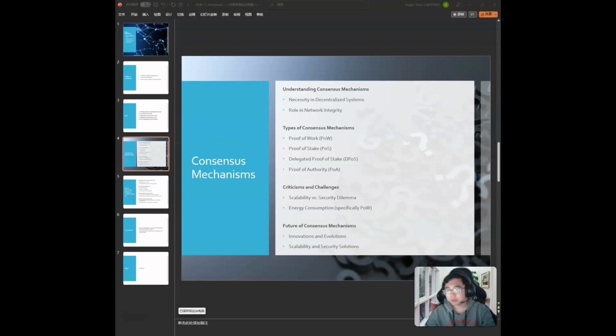Now I will be talking about understanding consensus mechanisms, types of consensus mechanisms, and the challenges, limitations, and the future of it.